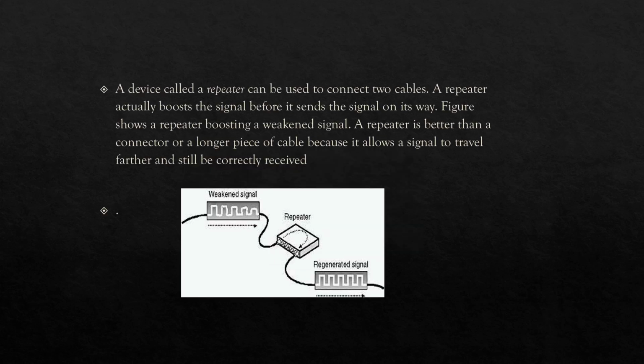Another method is using repeaters, which is more popularly used because repeaters actually boost the signal before it is transferred on the cable. So if there is any weakening of the signal, repeaters correct that also. As you can see here, the signal is slightly weakened, but by using the repeater, it is regenerated.